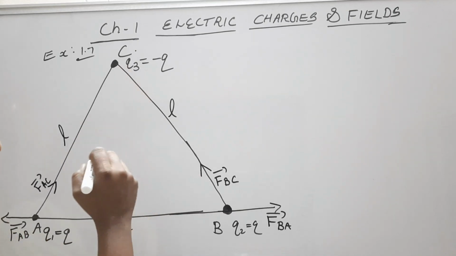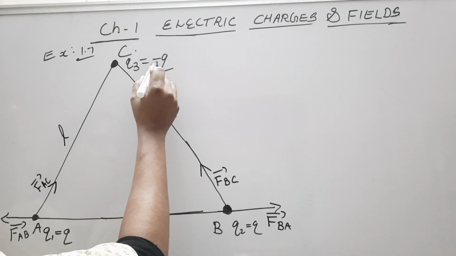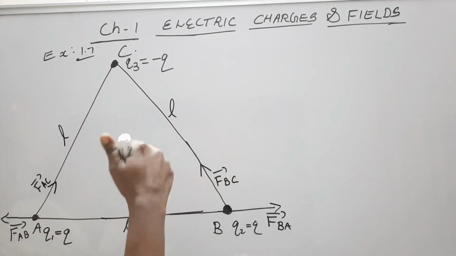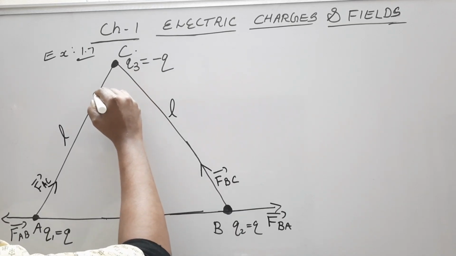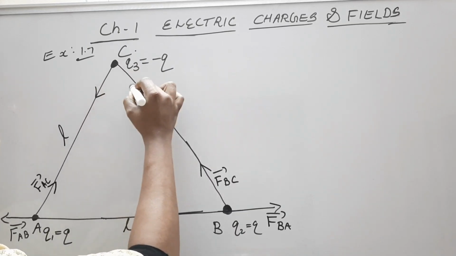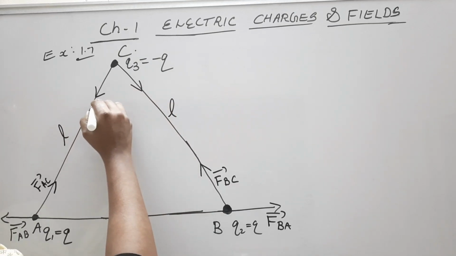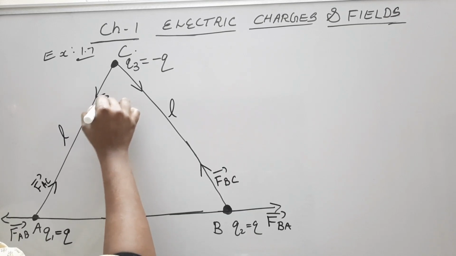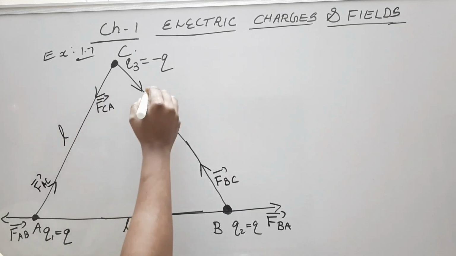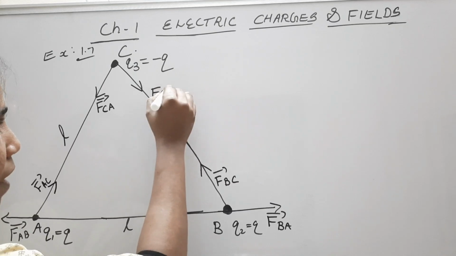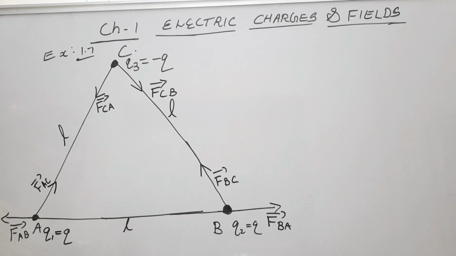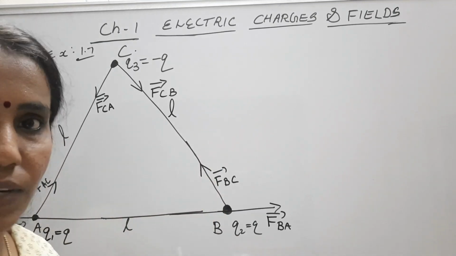Now on the two charges we have marked the forces. Now coming to the charge at C. The charge at C is negative charge. So these two charges, they will be attracting that charge. So on this charge C, the two forces will be attractive forces and the direction will be like this. So this force we can write as FCA, that is force on the charge at C due to A, and this force as FCB, that is force on the charge at C due to the charge at B. So these are the forces acting on the three charges.